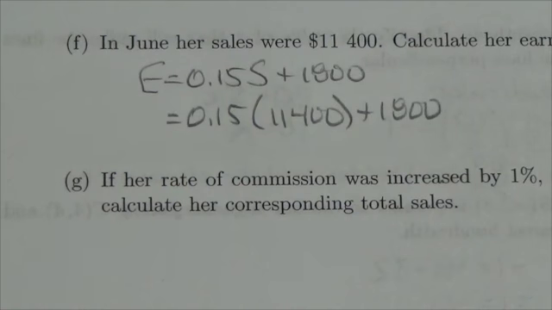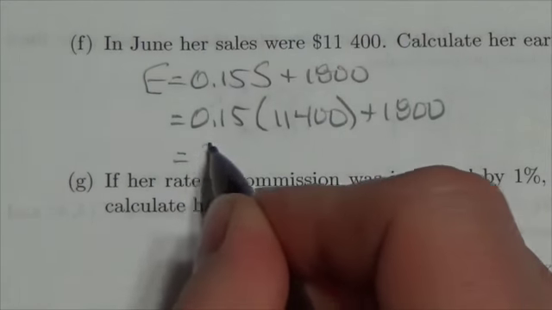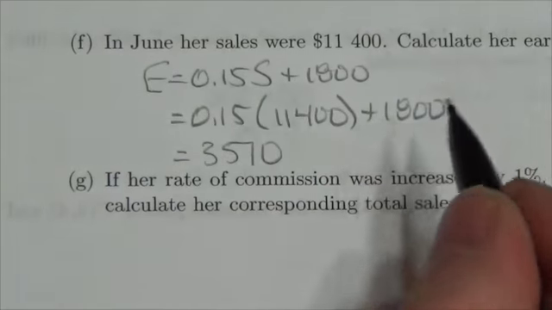So go to the calculator, 0.15 times 11,400. Oops, sorry, I misentered that. 0.15 times 11,400 plus 1,800, and I get that she earned $3,510.